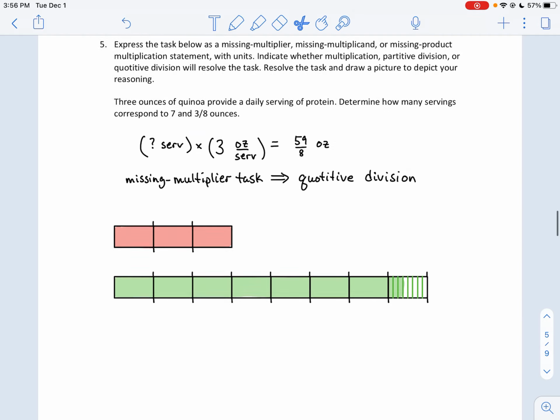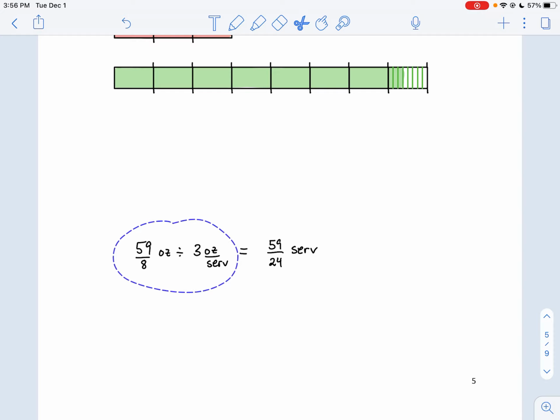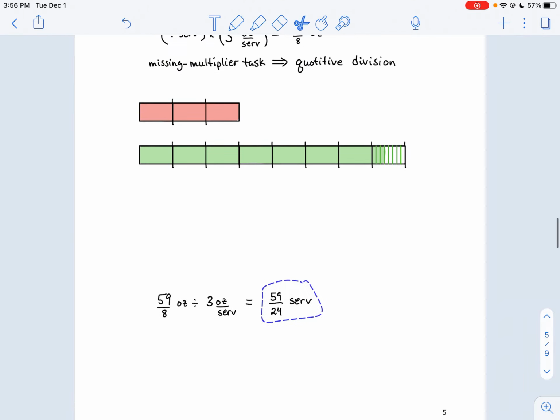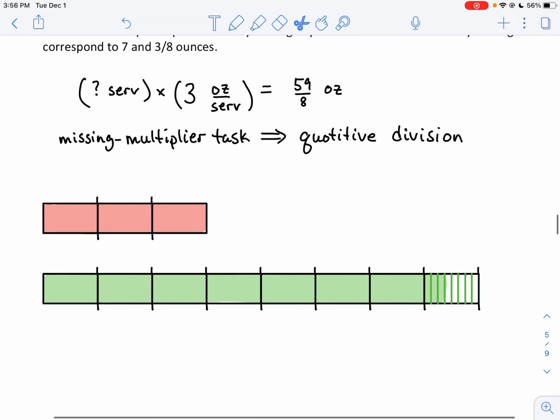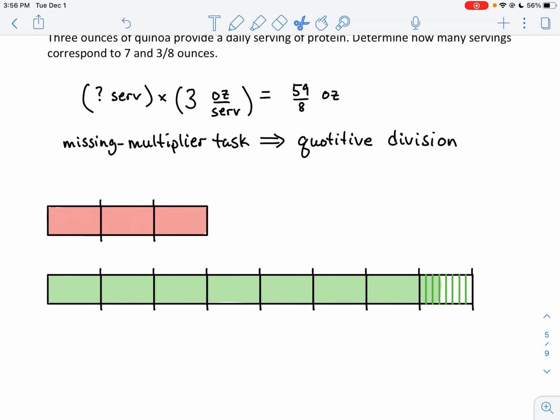So we're trying to find a multiplier. This is a missing multiplier task. This means that we're going to be doing quotative division. I already did the division down here. We do the product divided by the multiplicand, and that will give us a multiplier. And now a picture, though, to justify this answer.